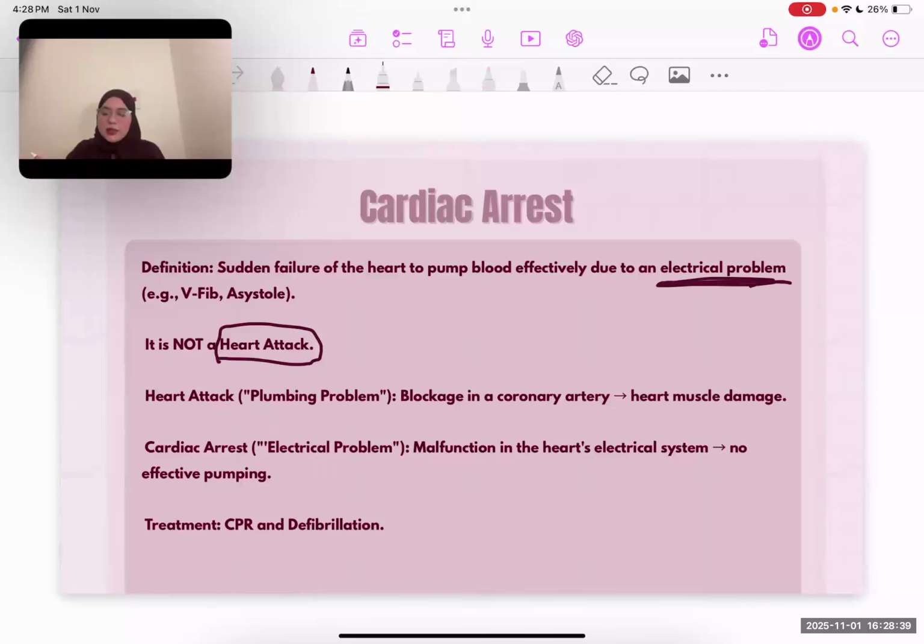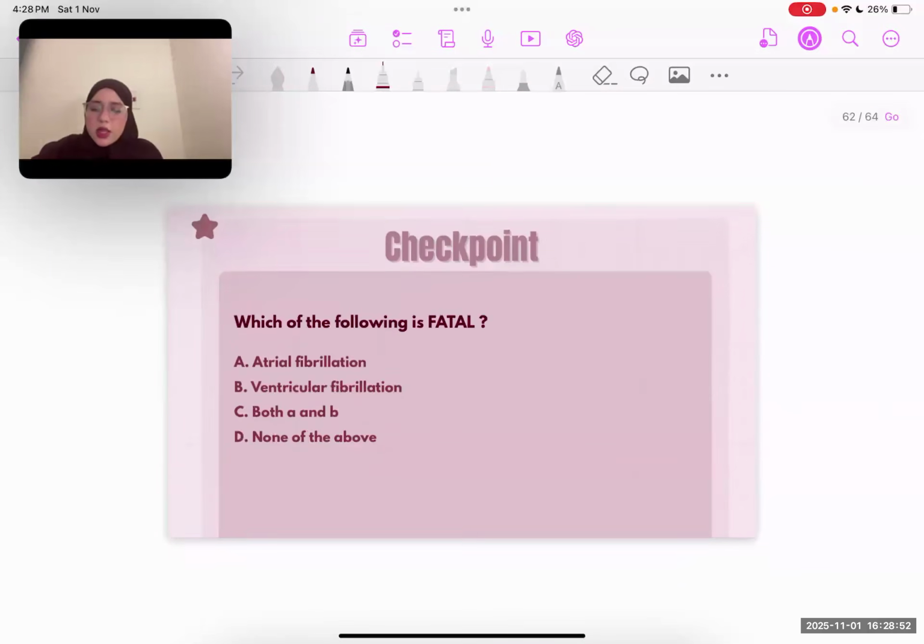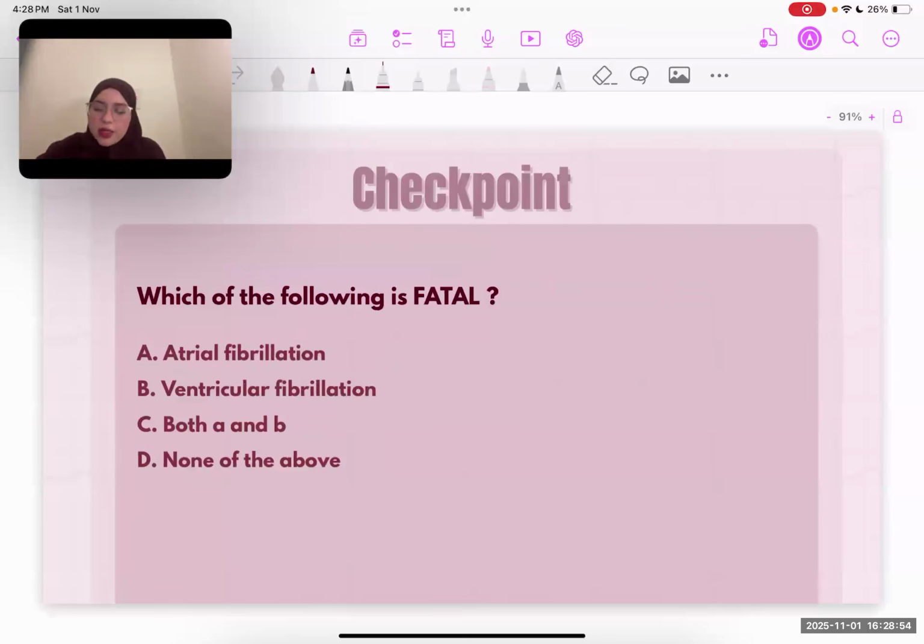But if you have a cardiac arrest, that means there's a malfunction in the heart's electrical system, and it's not pumping the blood effectively. Now, what's the treatment? You do CPR and defibrillation. Now, checkpoint. Which of the following is fatal?